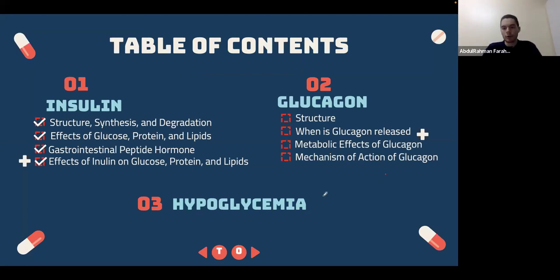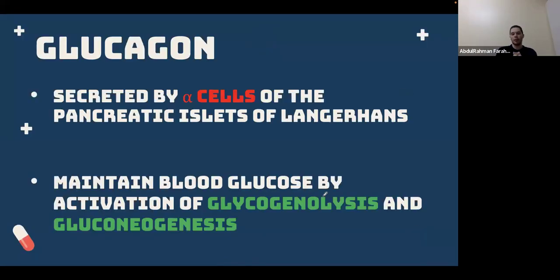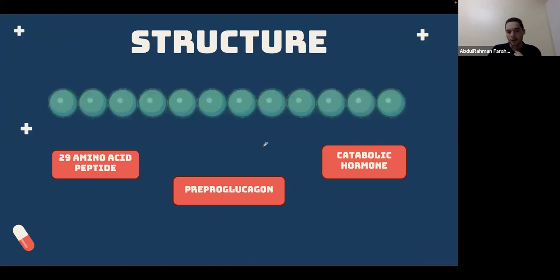Okay, moving on to glucagon. Glucagon is a hormone released by the alpha cells of the pancreatic islets of Langerhans. It's important to maintain or increase the level of glucose in the blood in cases of fasting or others. For the structure of glucagon, this is a peptide that consists of 29 amino acids. Like insulin, it starts as pre-pro-glucagon, then it divides into pro-glucagon, and finally glucagon. And the last thing is that it is a catabolic hormone.